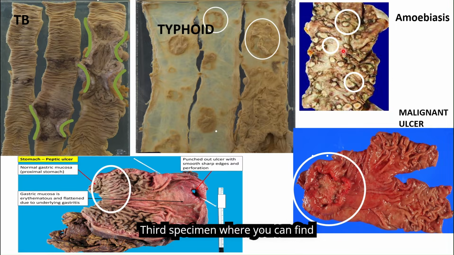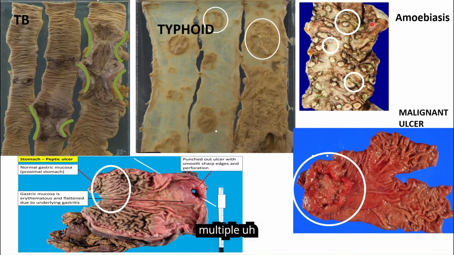Third specimen where you can find multiple small tiny ulceration which are numerous in number and varying in size with necrotic base. So this is the amoebiasis.